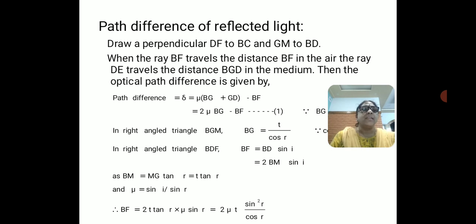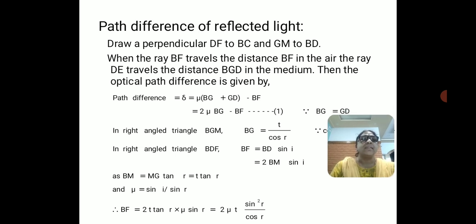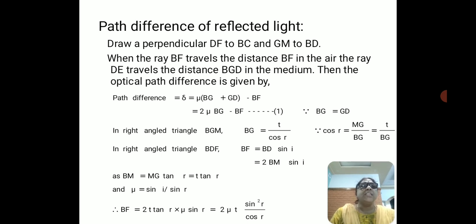Now let us find the path difference of reflected light. Initially draw the perpendicular DF to BC and GM to BD. When the ray BC travels the distance BF in air, the ray DE travels the distance BGD in the medium. Then the optical path difference delta is equal to mu (BG plus GD) minus BF, which is 2 mu BG minus BF. Say this is equation 1. Then you find BF and BG and substitute the values in equation 1.